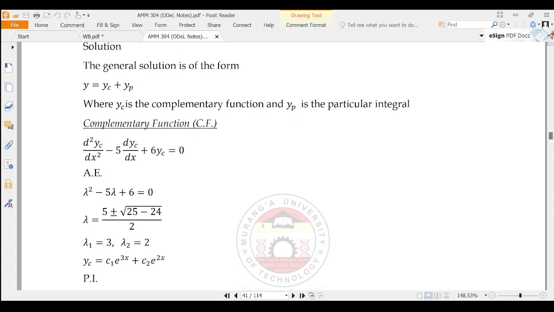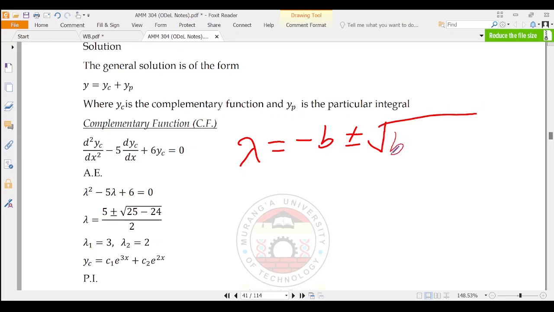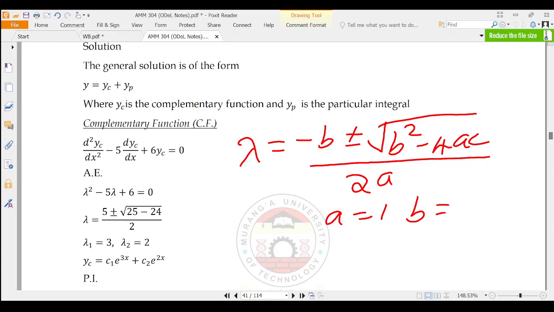Then we make use of the quadratic formula: lambda equals minus b plus or minus the square root of b squared minus 4ac, divided by 2a. So a here is 1, b is minus 5, and c is 6. When we substitute, we get two values: lambda 1 is 3, and lambda 2 is 2. So we write the general solution.